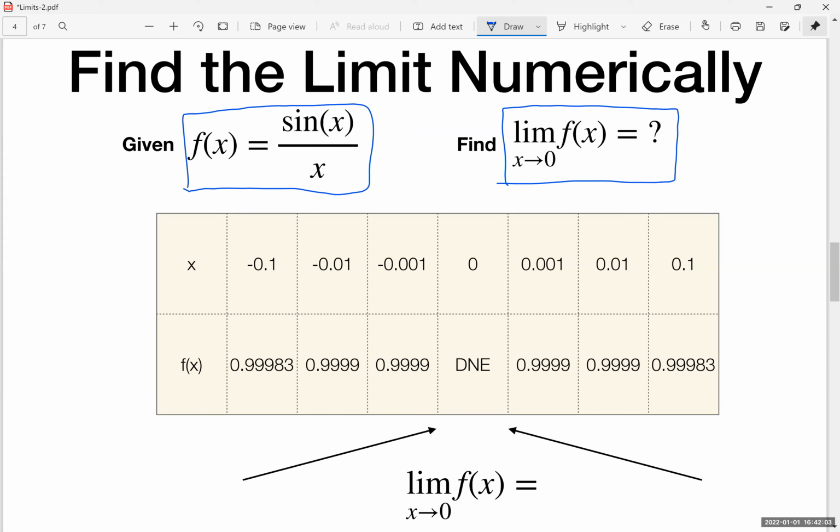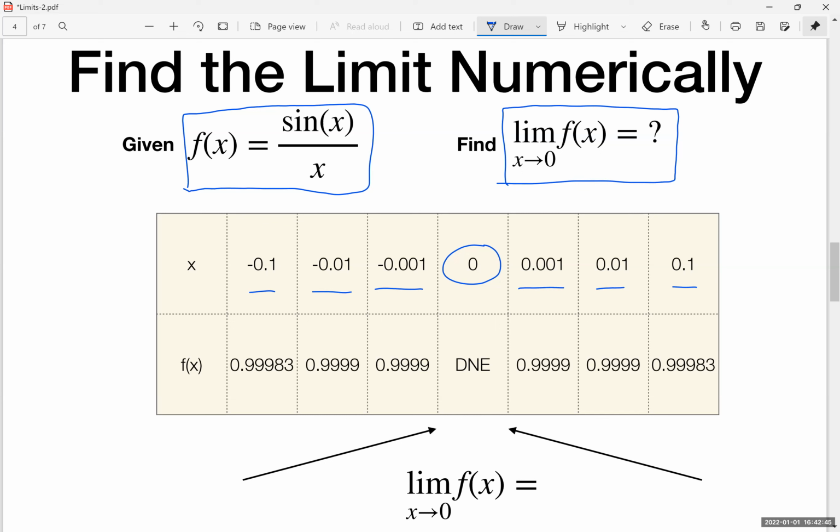Can you do it? Yes. You want to create a table of values that includes values of x around x equal to 0. So from the left side of 0, a close value to 0 is negative 0.1. If you go a little closer, you get negative 0.01, and a little closer, negative 0.001. And from the right side of 0, 0.1 is a close value to 0. You can go a little closer, and a little closer to 0.